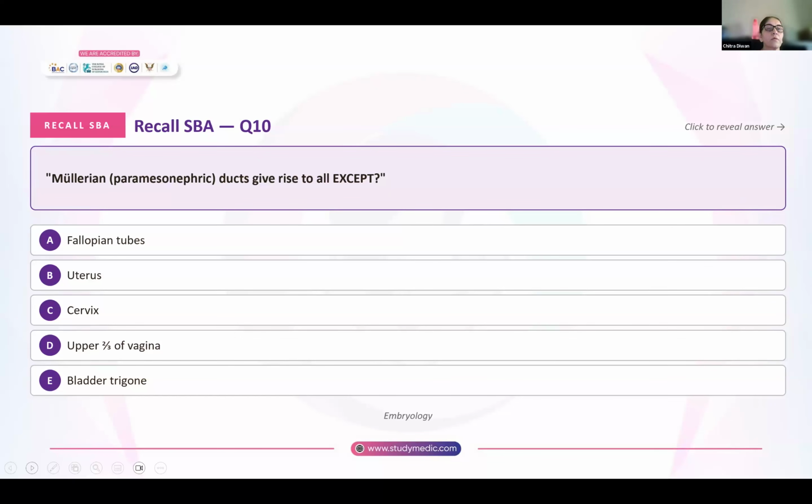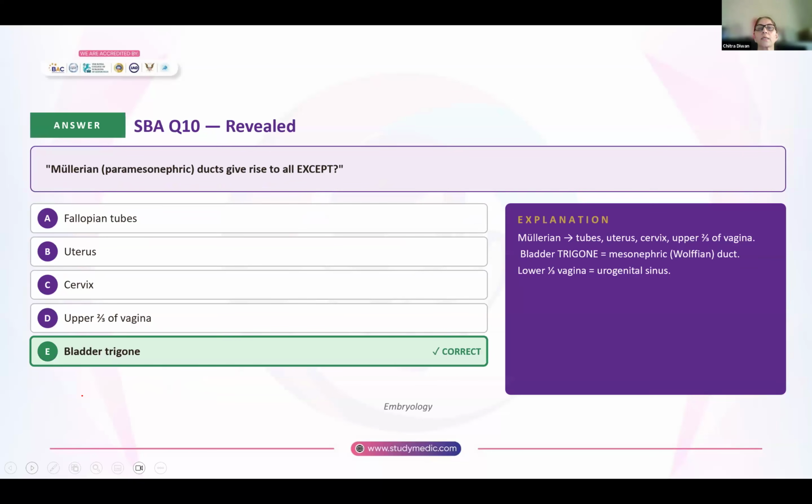Bladder trigone, okay, upper third of vagina. Even if you are not sure from where it comes, what about bladder trigone? Where does it come from? It comes from mesonephric. I hope that is imbibed in your minds by now. So if there is a confusion between these two, please remember bladder trigone comes from mesonephric. So the correct option here is bladder trigone. Upper 2/3 of vagina comes from the Mullerian, and the lower 1/3 comes from the urogenital sinus.